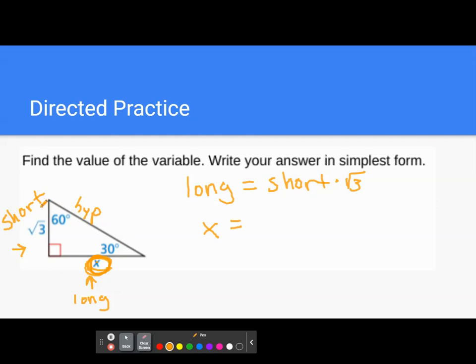Okay, Noah, what am I going to plug in for the short leg? The square root of 3. Times the square root of 3. Kaylee, what's the square root of 3 times the square root of 3? Just 3. Yeah, good job.